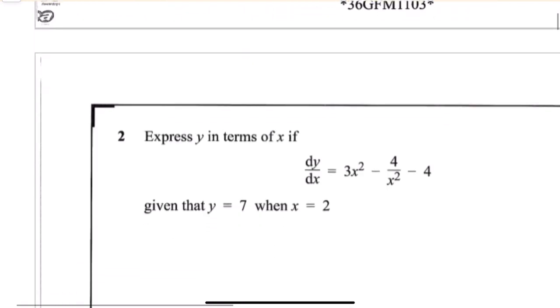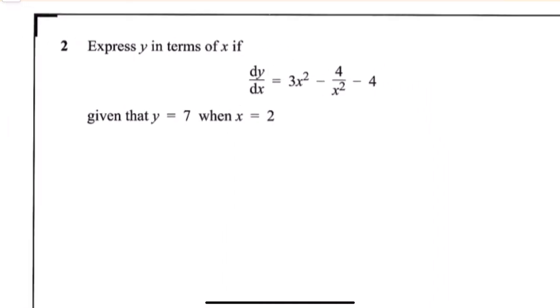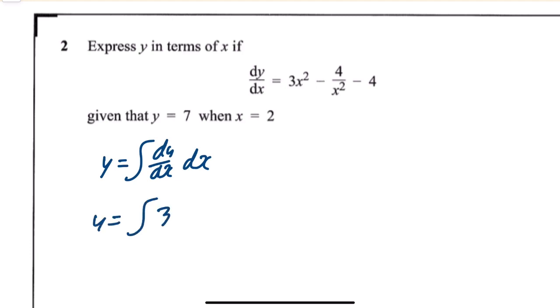Okay, question 2 says express y in terms of x if dy by dx is equal to this. How you get from dy by dx back to y is you integrate. So that's what we want to do. Again, we're going to write this in index form. So that's 3x squared, minus 4x to the minus 2 and then minus 4.